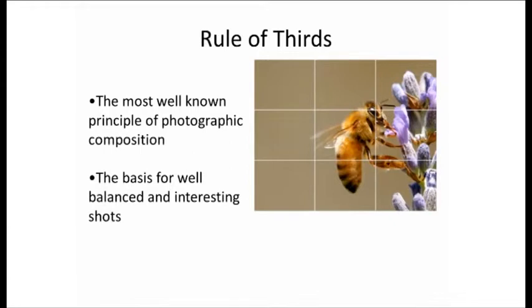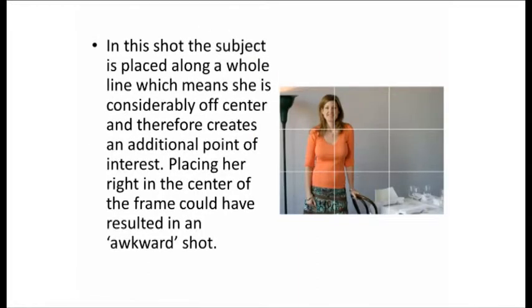The most well-known principle of photographic composition. The basis for well-balanced and interesting shots. In this shot, the subject is placed along the whole line, which means she is considerably off-center, and therefore creates an additional point of interest. Placing her to the right in the center of the frame could have resulted in an awkward shot.